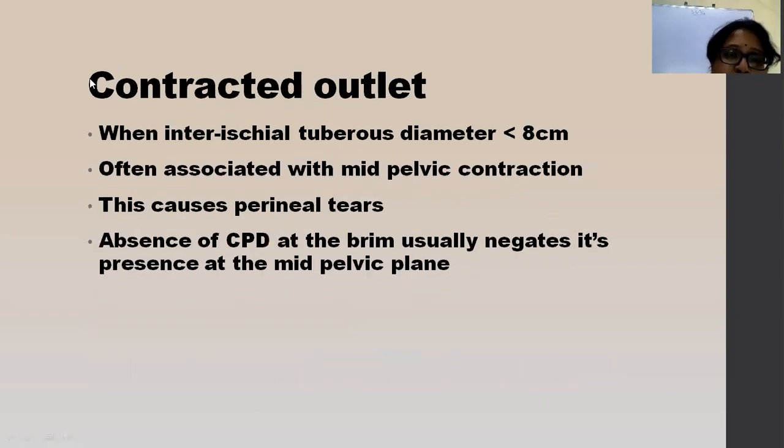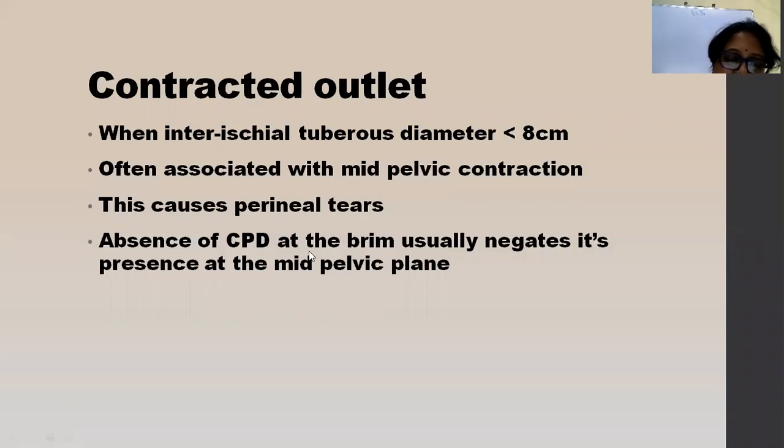Next, when do you call it a contracted outlet? That is when the interischial tuberous diameter is less than 8 centimeters. The interischial tuberous diameter is normally 10 centimeters. If it is less than 8, then we call it a contracted outlet. The outlet contraction can be associated with mid-pelvic contraction. And when there is contraction at the outlet, you can have perineal tears.